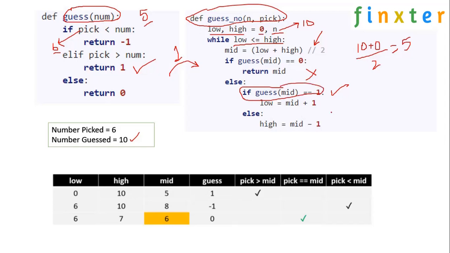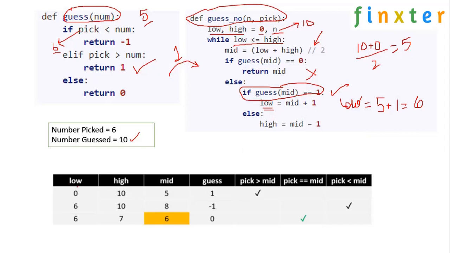And what do we do within this block? We simply modify the value of the low variable. So what was low until now? Low was 0, but now it holds the value which is equal to mid plus 1. So low is now equal to 5 plus 1. That's equal to 6. So that's what happens in the first iteration.